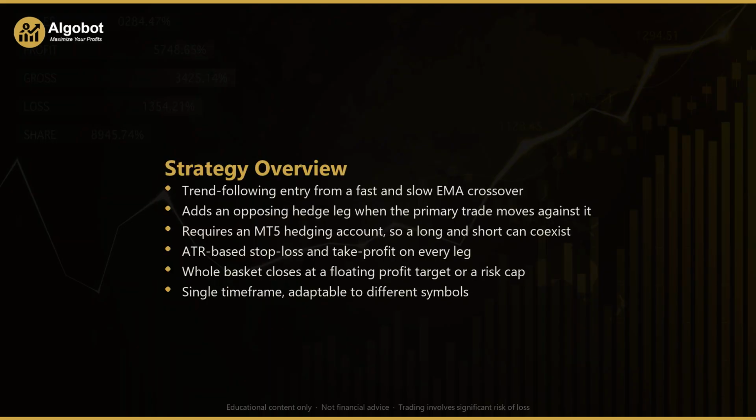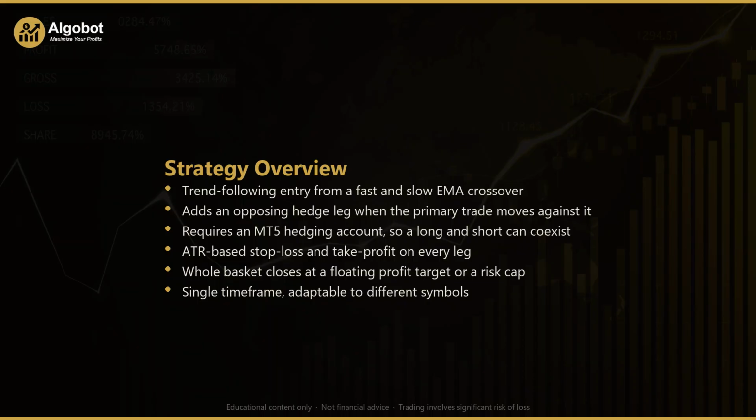Let's dive in. The Trend Hedge Recovery Overlay is an expert advisor that combines two familiar ideas into a single automated system. At its core sits a trend-following engine driven by two exponential moving averages, a fast one and a slow one. When the fast average crosses above the slow average, the strategy reads that as an emerging uptrend and considers a long position. When the fast average crosses below the slow one, it reads a developing downtrend and considers a short. That is the trend layer, and on its own, it is a very traditional moving average crossover approach.